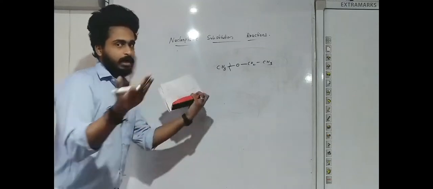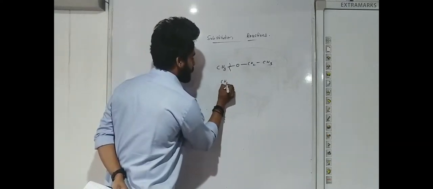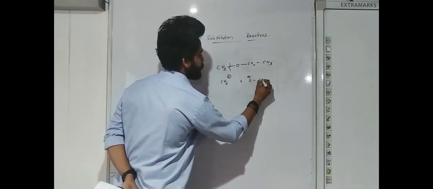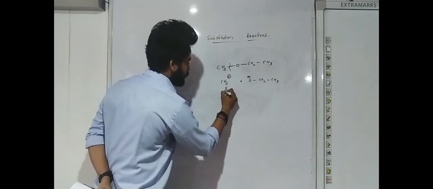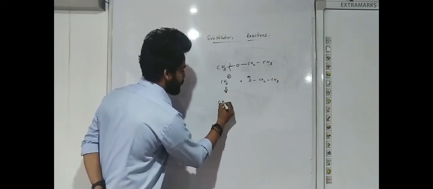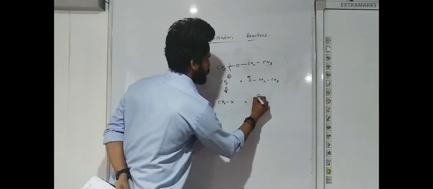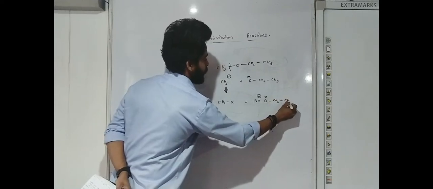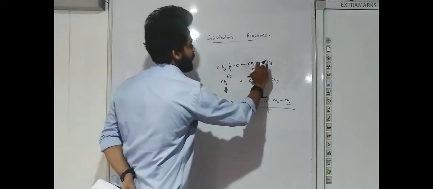We can use two starting materials. If we break this compound, we need CH3 plus and O minus CH2CH3. These are the subgroups. So this one we will get from CH3X, and this one we will get from Na plus O minus CH2CH3. These are the two starting materials to prepare this methoxyethane.